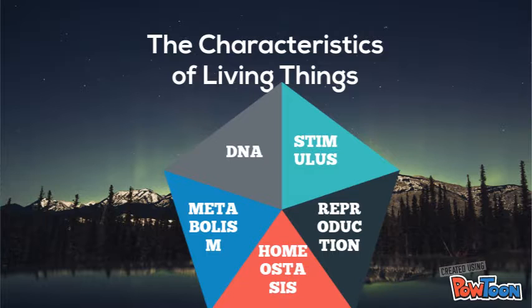Living things maintain a stable internal environment that is called homeostasis. Living things obtain and use materials and energy. The combination of chemical reactions through which an organism builds up or breaks down materials is called metabolism. Living things are made up of cells.